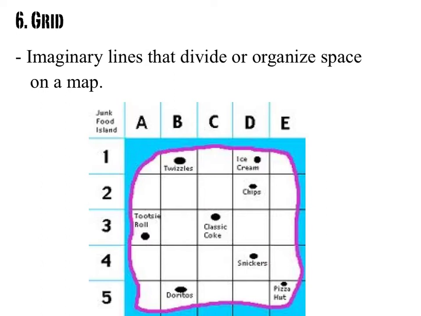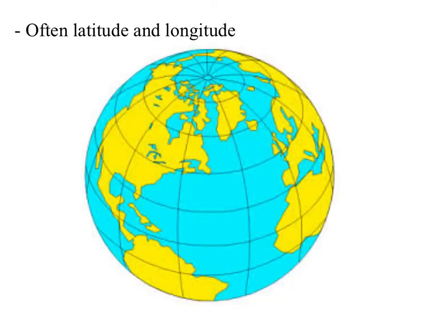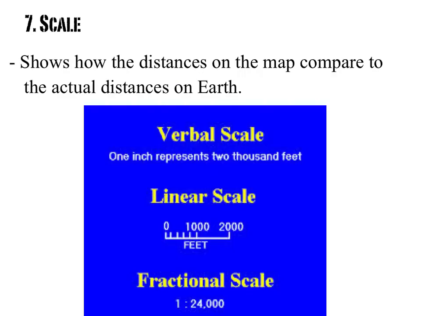This is not the usual way of dividing up a map into a grid, though. It's something we're familiar with, latitude and longitude. So this, once again, something you're familiar with. It gives every area a unique spot on the grid. And the final element of maps is scale.